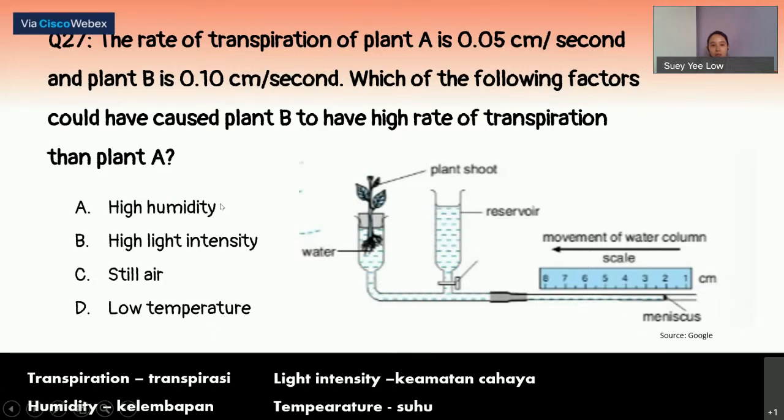If high humidity, it must be a low rate of transpiration, right? High light intensity is the one that causes a high rate of transpiration. For still air, nothing happens. Low temperature means low rates of transpiration. So the answer will be B. Okay, so if you eliminate all the answers, then you will easily get what you want.